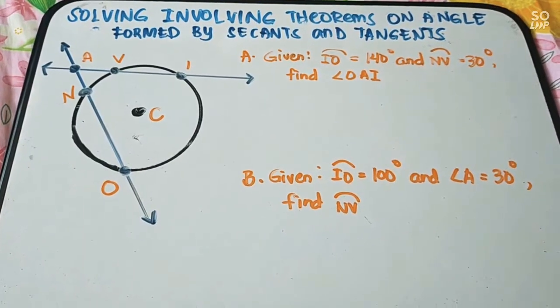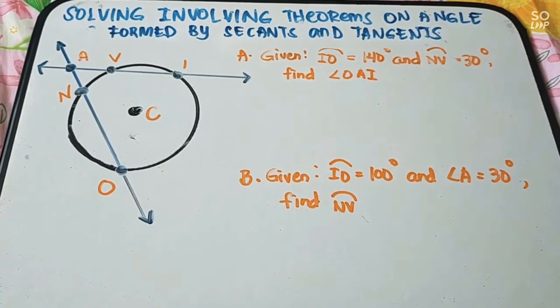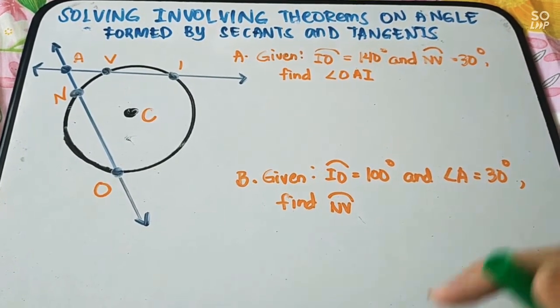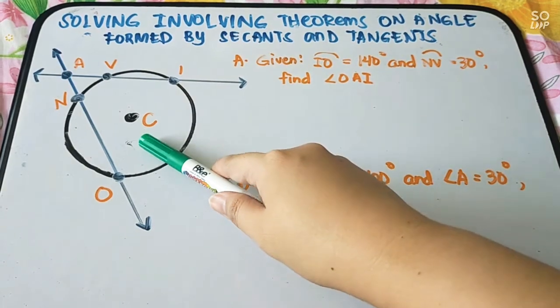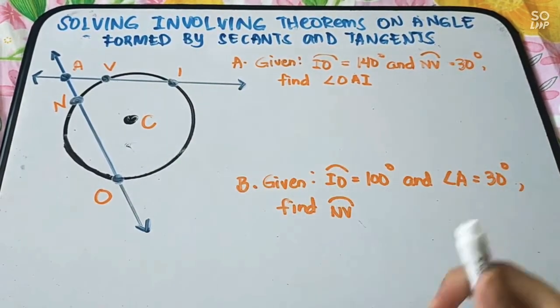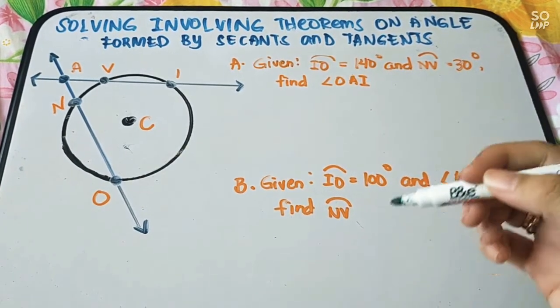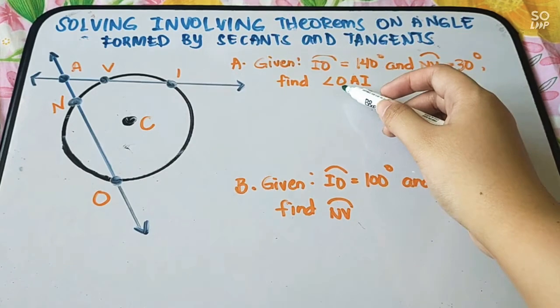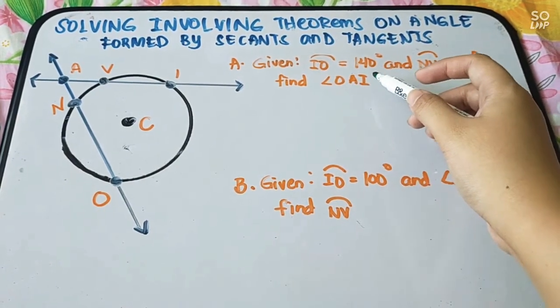Now, let us apply the theorems on angle formed by secant and tangent. We have here a given of circle C. Yan. So, si arc IO daw po ay 140 degrees. And arc NV is 30 degrees. We are going to find for the angle OAI.